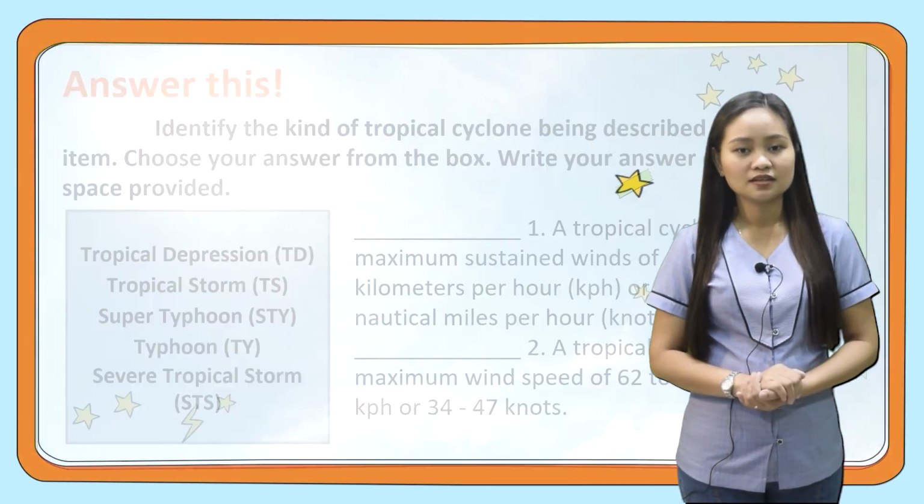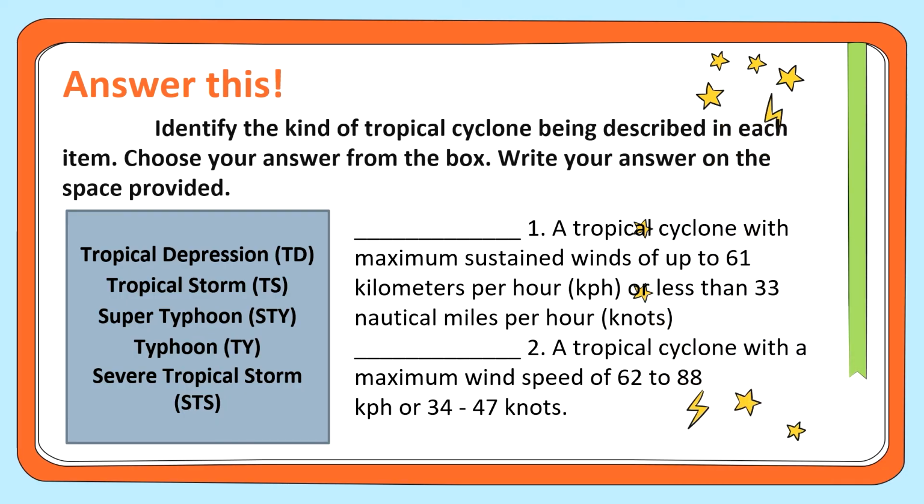For your activity, answer this. Identify the kind of tropical cyclone being described in each item. Choose your answer from the box and write your answer on the space provided. Number 1. A tropical cyclone with maximum sustained winds of up to 61 kilometers per hour or less than 33 nautical miles per hour. Number 2. A tropical cyclone with a maximum wind speed of 62 to 88 kilometers per hour or 34 to 47 knots.